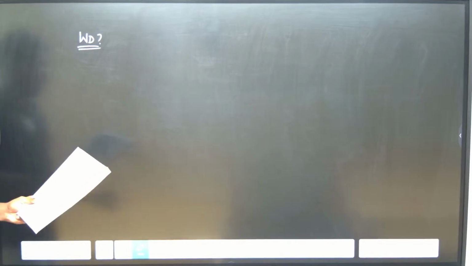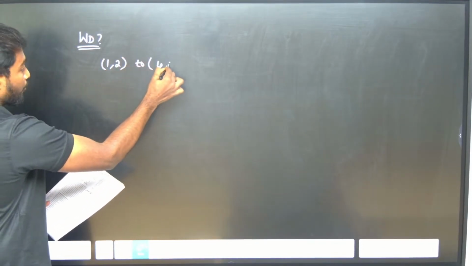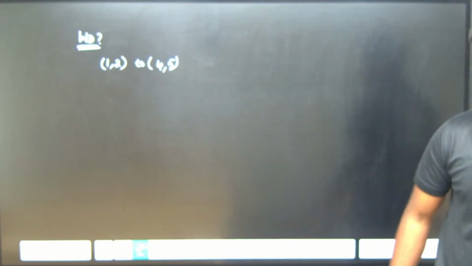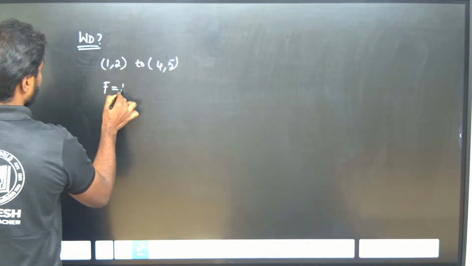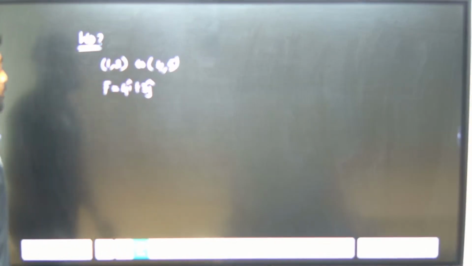Okay. From (1, 2) to (4, 5). Okay. And if F is equal to 4 i cap plus 3 j cap, F is equal to 4 i cap plus 3 j cap. This is the first question.